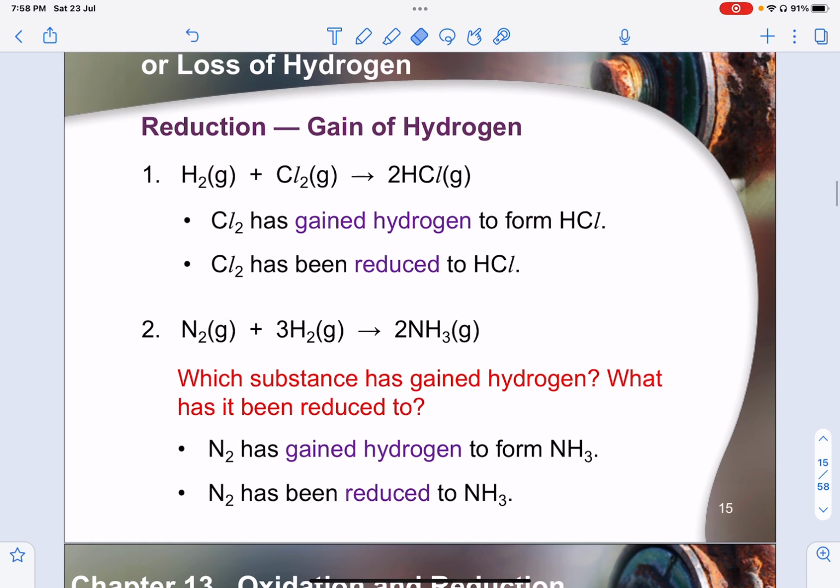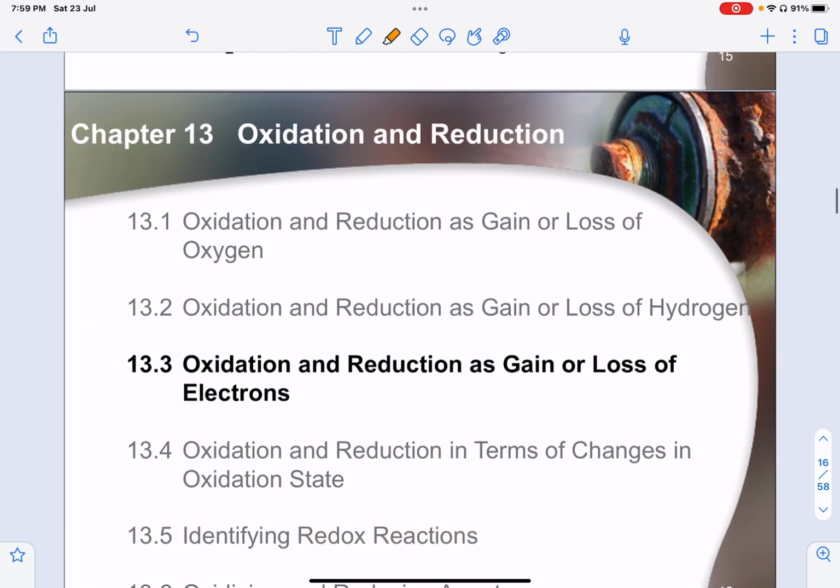So, for example, another one is where we gain. Over here, we could see that chlorine has gained one hydrogen atom to form hydrogen chloride, and in this case this is a reduction. Which substance has gained hydrogen and what has it been reduced to? We could see that in number 2, the nitrogen has gained hydrogen to form ammonia. When it has gained the hydrogen, it has been reduced. We tend not to compare the hydrogen atom alone, so that's one consideration.